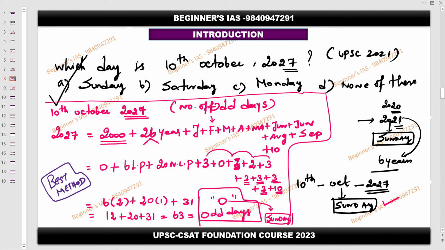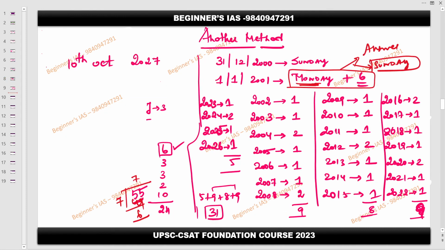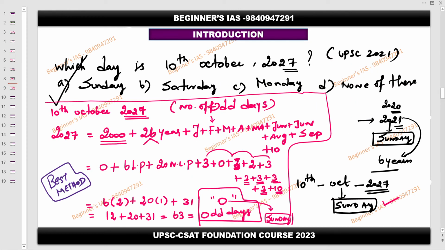Even in this question it is mentioned. Here you need to know these things: 31-12-2023 is the Sunday, 1-1-2024 is the Monday. You need to remember this, or else you cannot proceed in this way. But in the first method you can do without knowing such a thing.